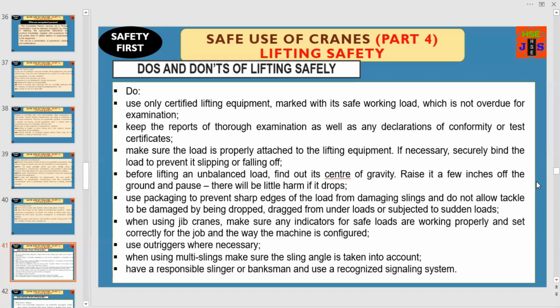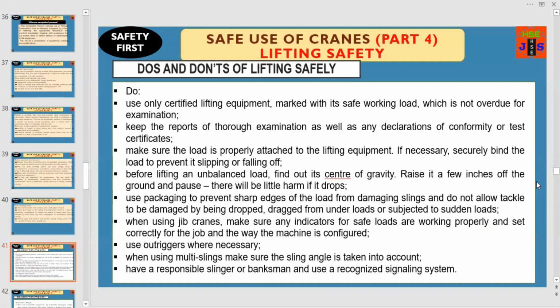Make sure the load is properly attached to the lifting equipment. If necessary, securely bind the load to prevent it slipping or falling off. Before lifting an unbalanced load, find out its center of gravity. Raise it a few inches off the ground and pause. There will be little harm if it drops.